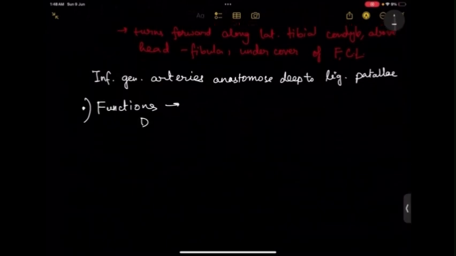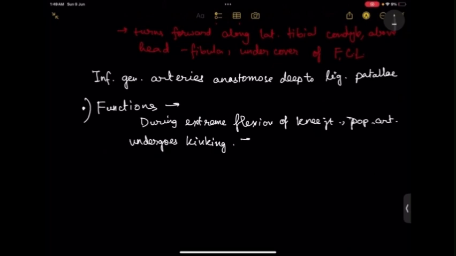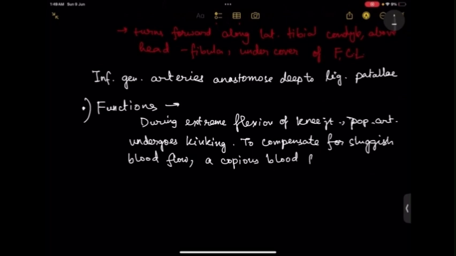During extreme flexion of the knee joint, the popliteal artery undergoes kinking, so the blood supply is not adequate. Because the artery undergoes kinking, the blood flow becomes sluggish, not adequate enough to meet the requirements. To compensate for the sluggish blood flow, copious blood flow is maintained around the knee by the genicular anastomosis.